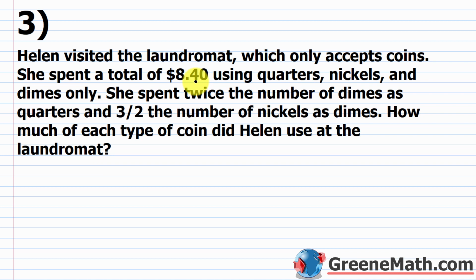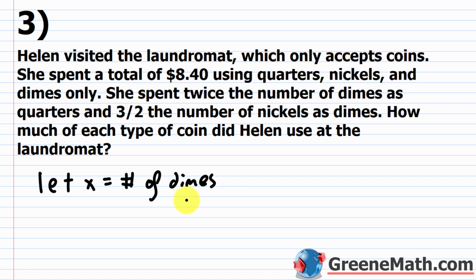So thinking about what I'm going to let x be equal to, you see that you have dimes and quarters and nickels and dimes. So let x be equal to the number of dimes because it's involved in both comparisons. Again, you don't have to do that, but it's just easier for me. And then if I think about it, it says she spent twice the number of dimes as quarters.